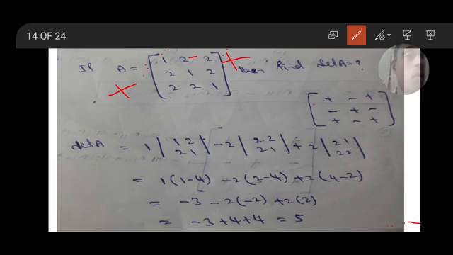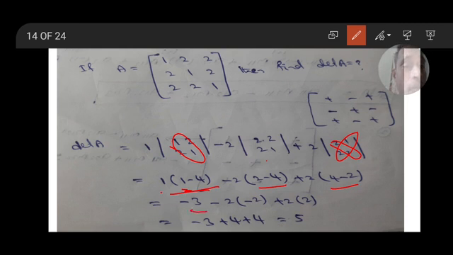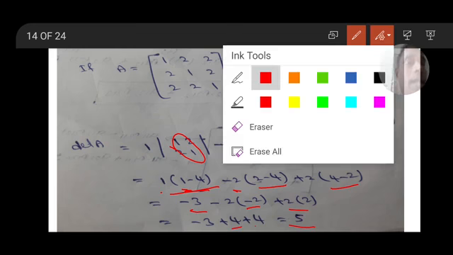Plus 1. First row: plus, minus, plus. That element's sign is minus. Okay, simplify. 1 into AD minus BC: 1 into 1 minus 4, minus 2 into 2 into 1 is 2, minus 2 into 2 is 4, 2 minus 4. Plus 2 into 2 into 2 is 4, minus 2 into 1 is 2, 4 minus 2. 1 minus 4 is minus 3, minus 3 into 1 means minus 3, minus 2 into 2 minus 4 is minus 2, 4 minus 2 is 2, 2 into 2, so minus 3, minus 2 minus 2 plus 4, 2 into 2 is 4, 4 plus 4 is 8, 8 minus 3 means 5. Okay, it is the determinant of the matrix.